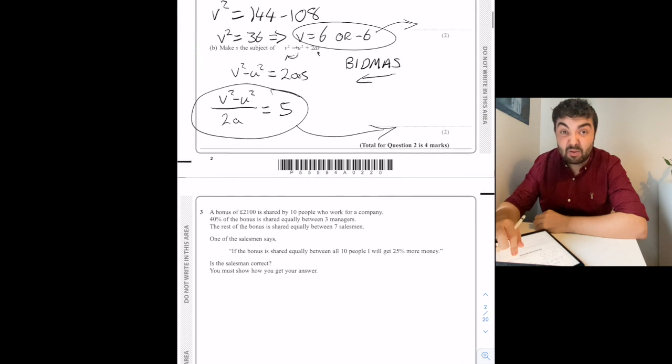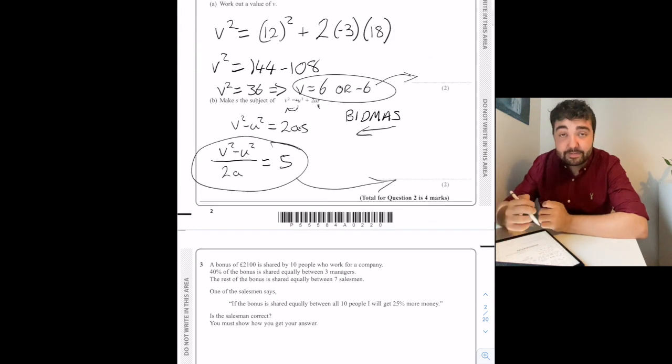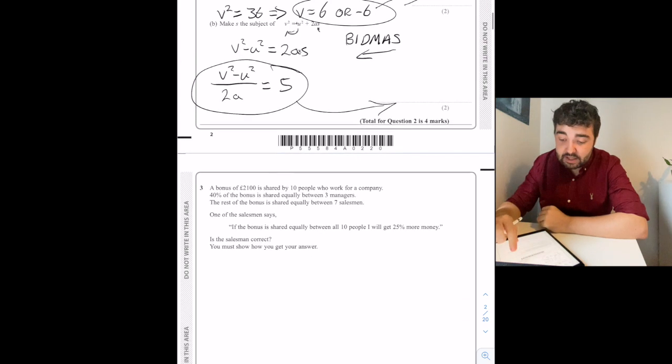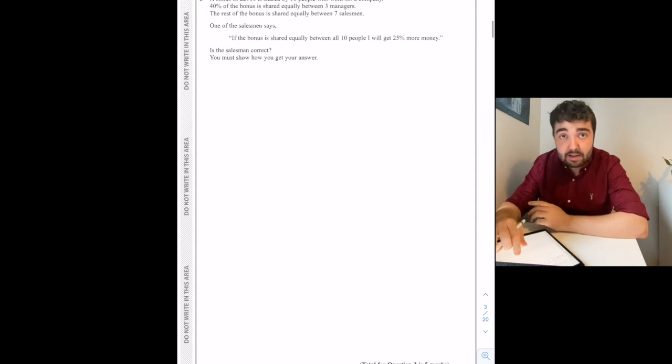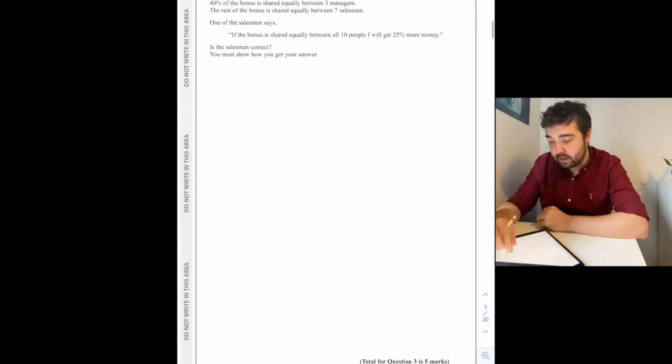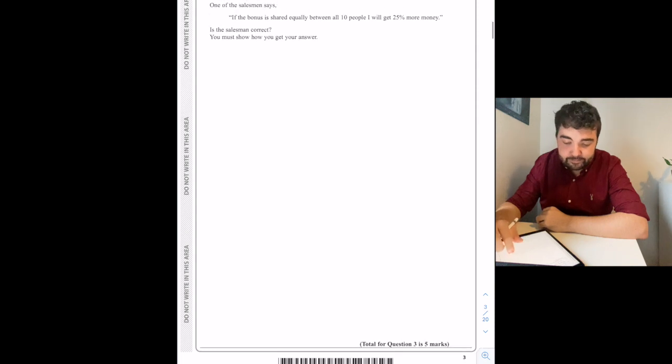Anyway, way to solve that at the end of the paper. Scroll through. Look for any dotted lines. If you see dotted lines that haven't got words on or numbers, it is maths. We're gonna fill it in.